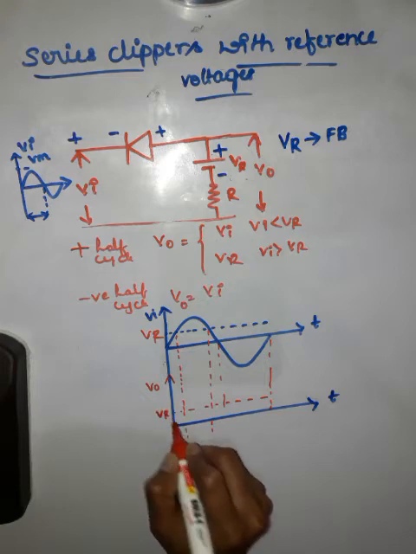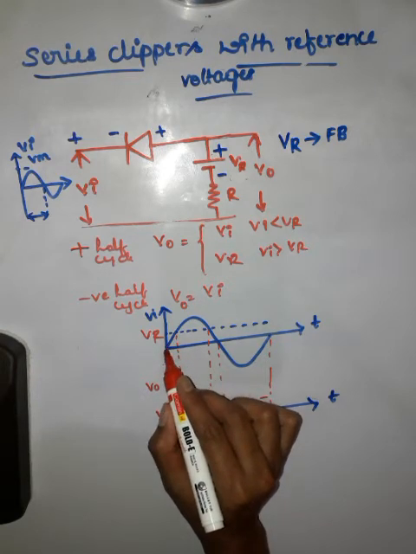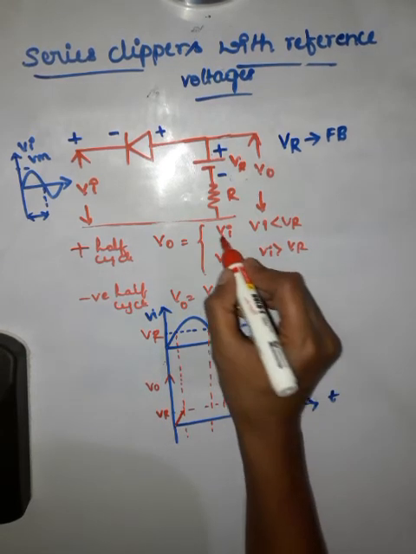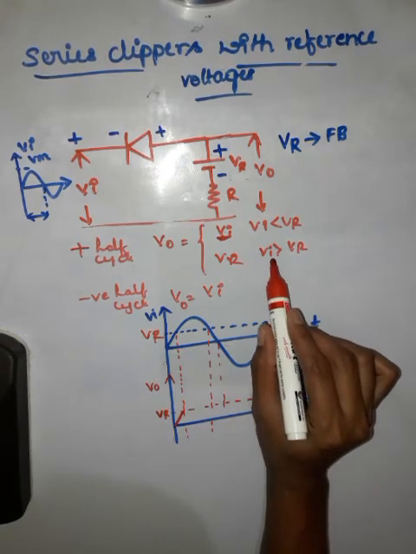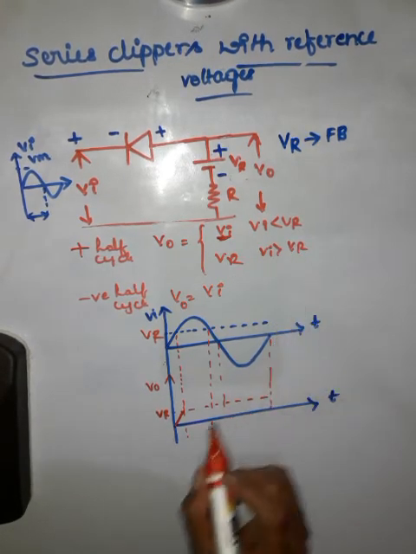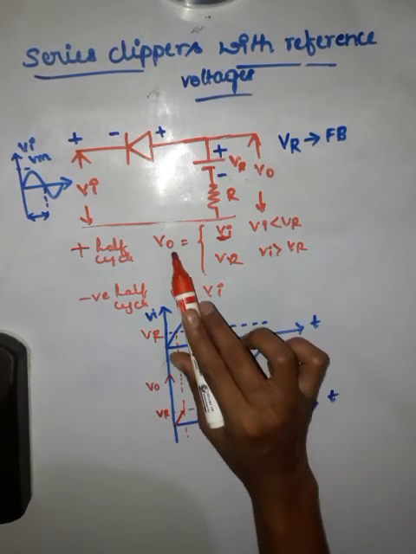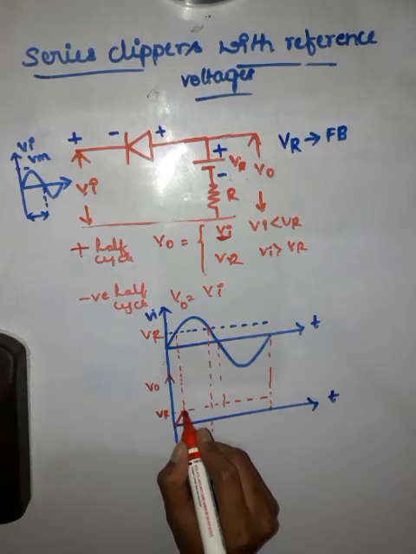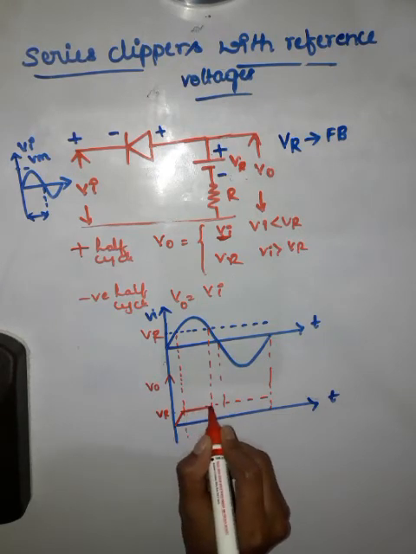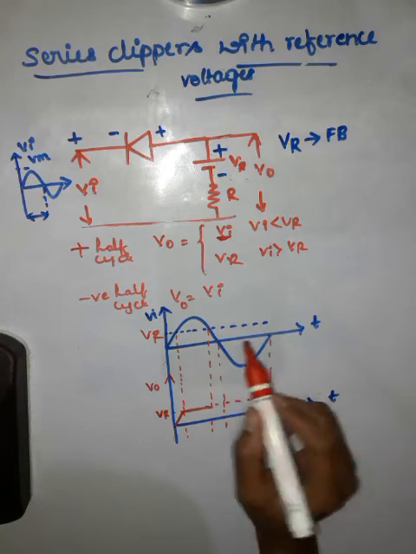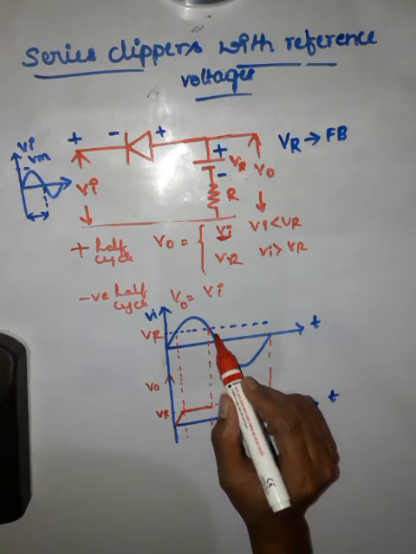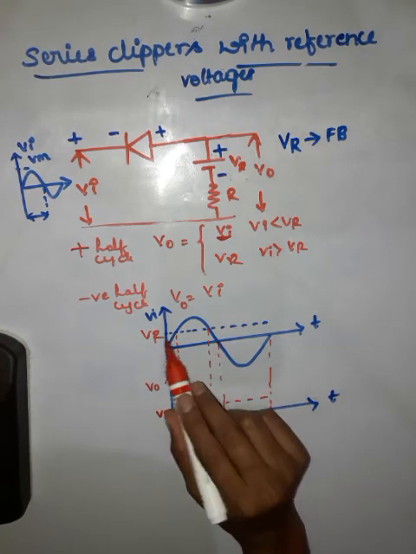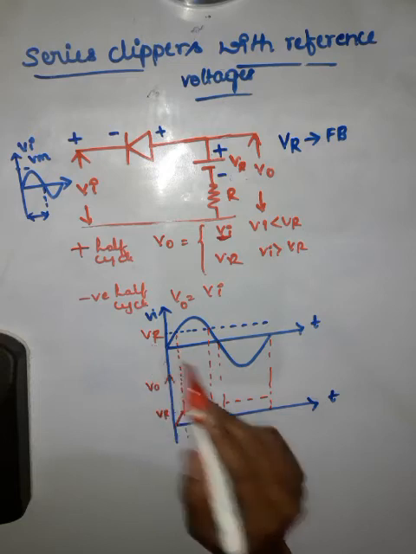If you consider this one as VR, when Vi is less than VR, the output voltage will be equal to the input voltage. When the input voltage is greater than the reference voltage VR, the output voltage will be equal to VR. Until this point, we are going to have a voltage V0 is equal to VR. Once again, in this portion the input voltage is less than the reference voltage. Therefore, V0 will be equal to Vi.